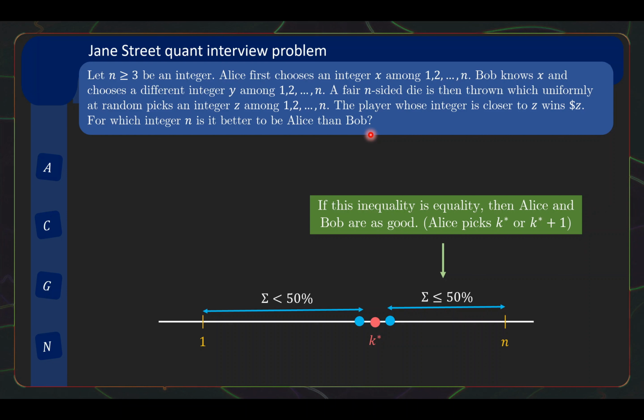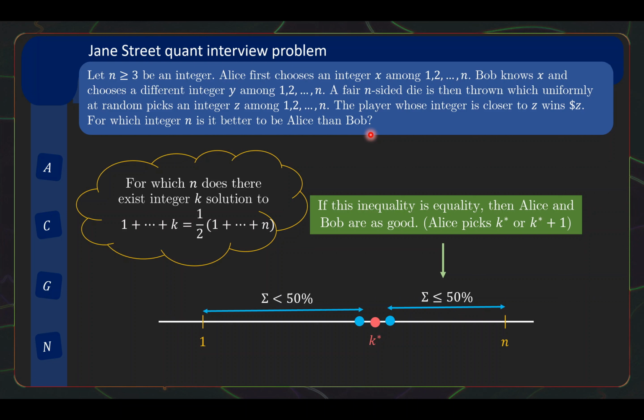Now the question is, for which value of n is this inequality actually an equality? If you used this value of n in the interview question, you would potentially embarrass yourself, because someone might come up to you and say that actually it is equally good to be Alice or Bob. So you need to be careful and avoid these values of n.